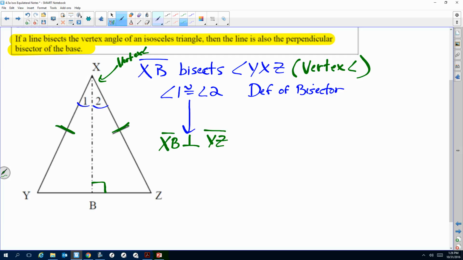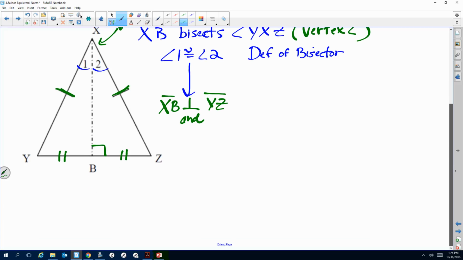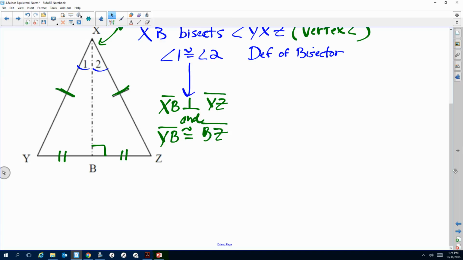The second thing that always happens, there's two things that happen when I have that bisector. It also bisects the base. So you're going to put 2 tick marks between Y and B and 2 tick marks between B and Z. So you could make the conclusion that YB is congruent to BZ. So whenever we see a line that bisects a vertex angle, that line is always a perpendicular bisector.